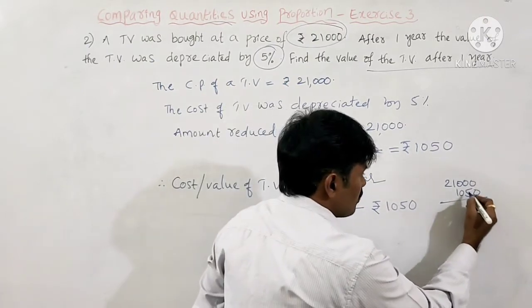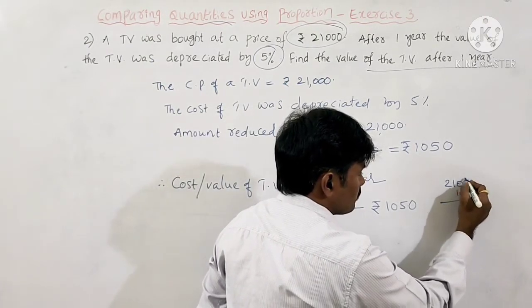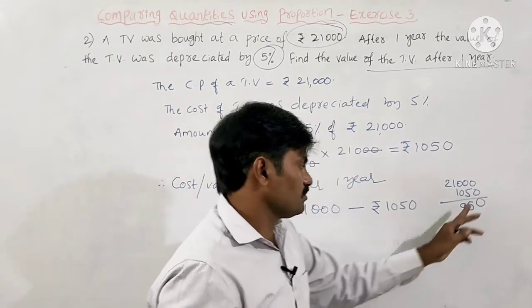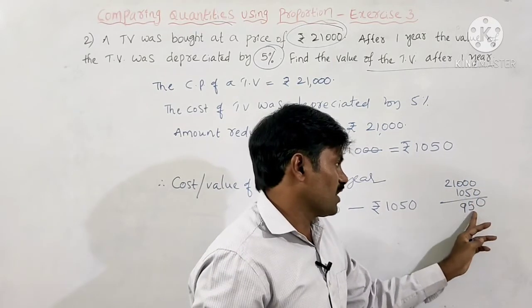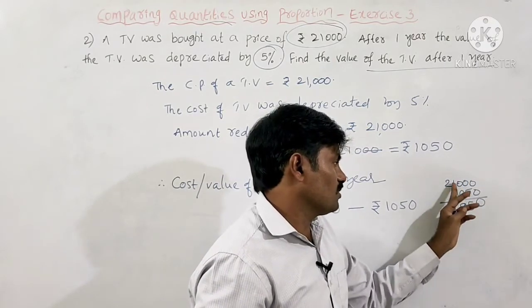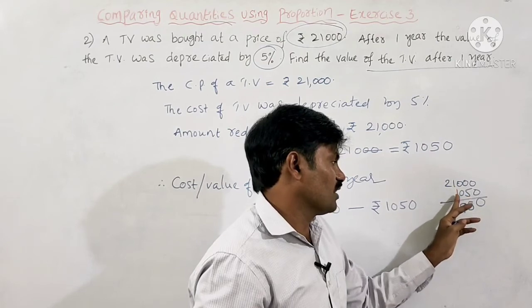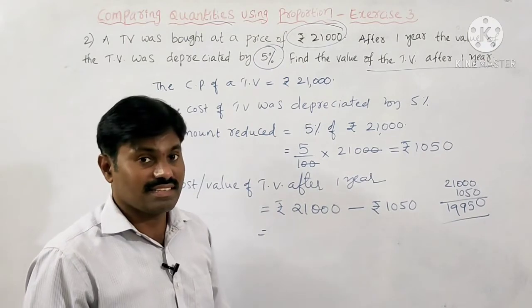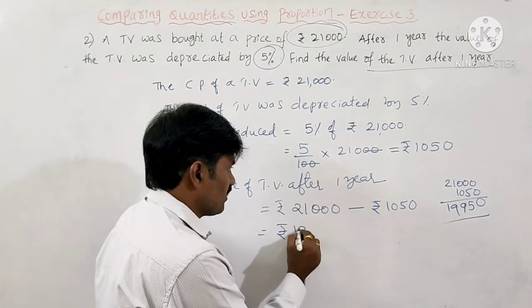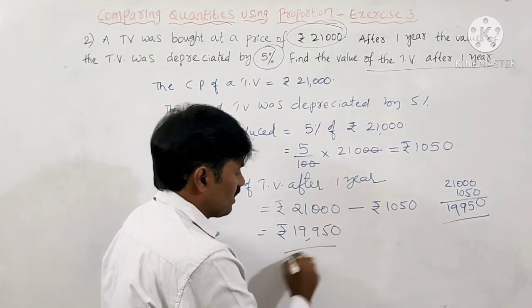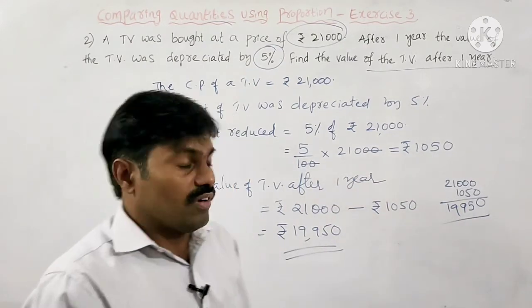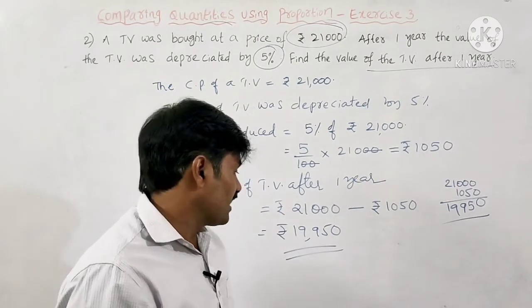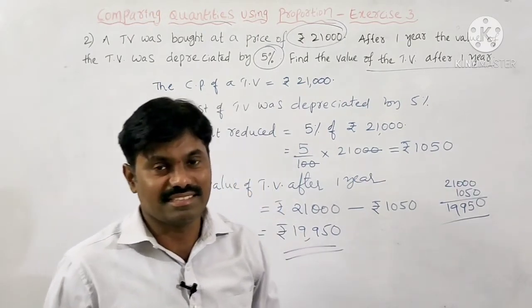So 21,000 rupees minus 1,050. The difference: 0. 10 minus 5, 5. 10 minus 5, 5. So 9 minus 0, 9. So 0, 0. 10 minus 5, 5. 9 minus 0, 9. Here 1 we have taken already, so 20 is remaining. So 19,950. So what is the answer? 19,950 is the final value. After 1 year, the cost of the TV is 19,950 rupees. Is it clear?